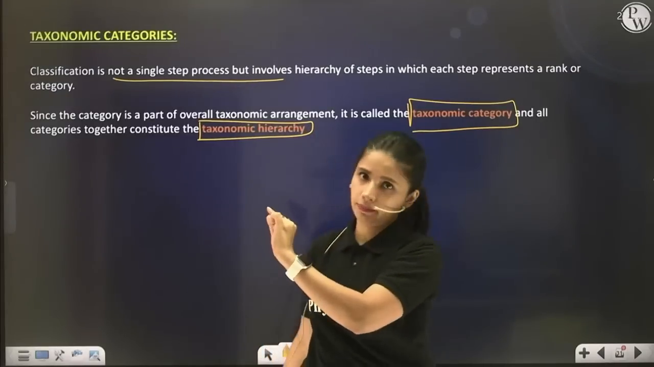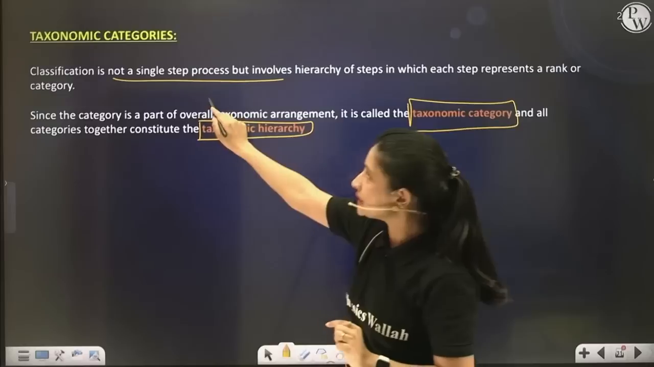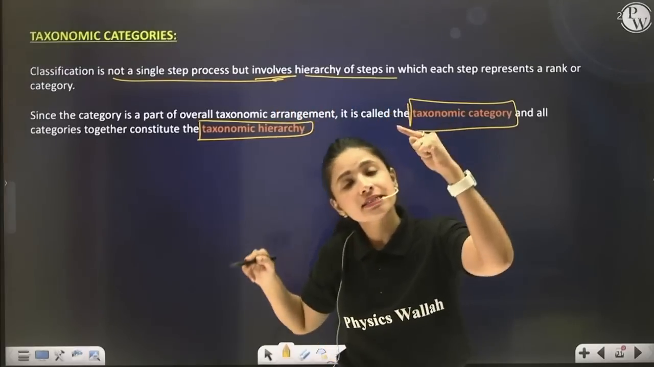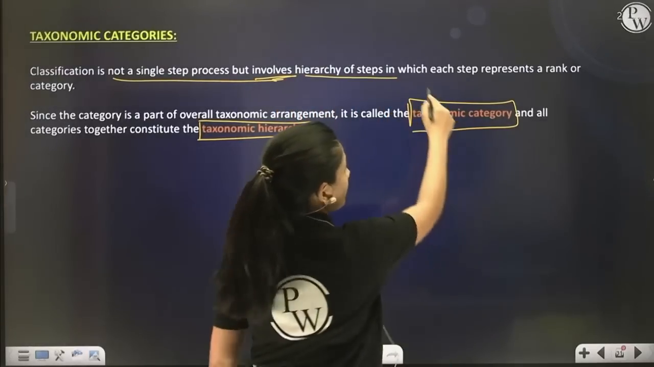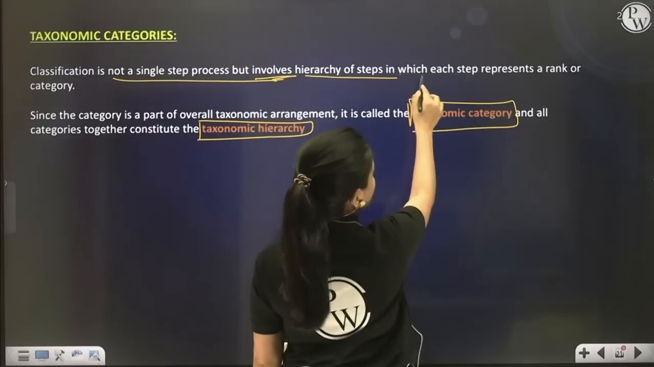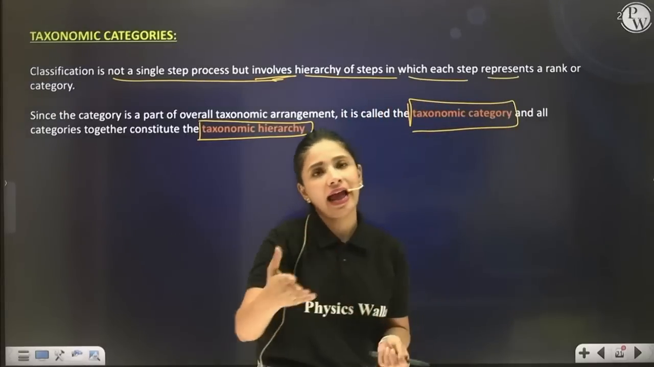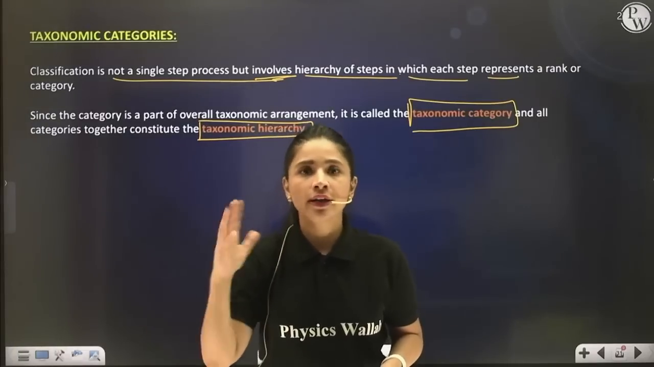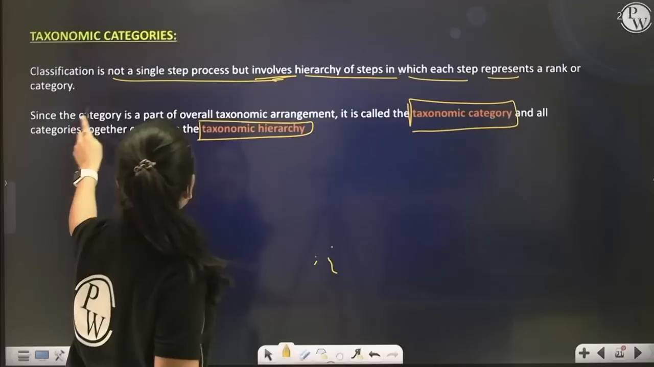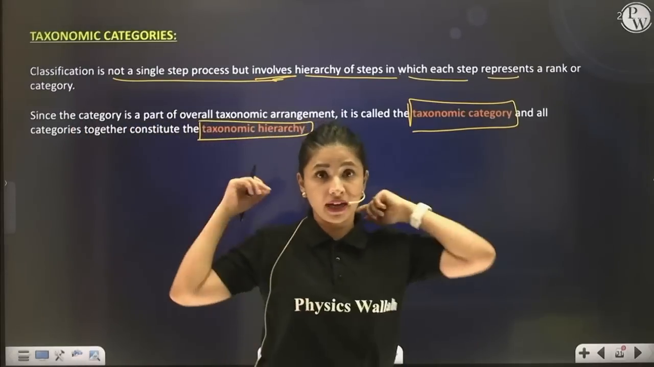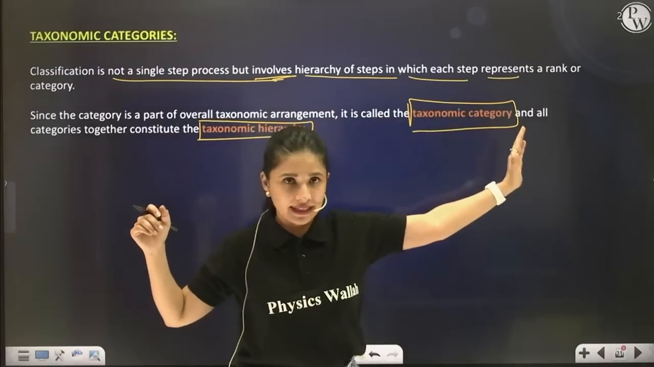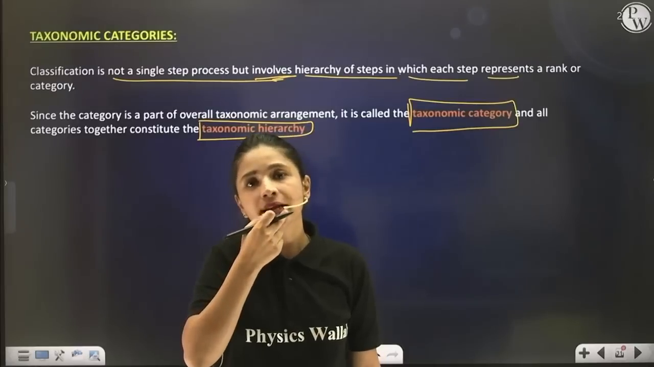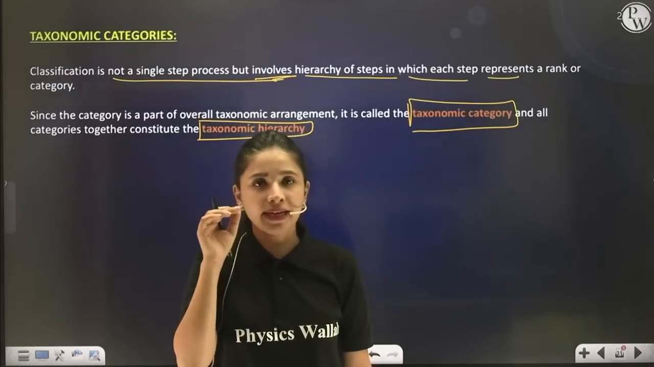Let's read the statement now. Classification is not a single step process but involves hierarchy, means sequence of steps, in which each step represents a rank or category. You can also use a term called rank or taxa for category. Correct? Since the category is a part of overall taxonomic arrangement called taxonomic category, and all the categories together form taxonomic hierarchy. Am I clear or not?